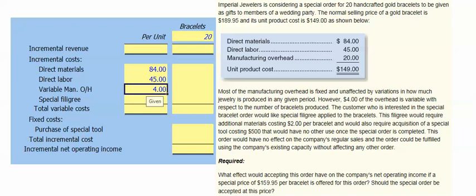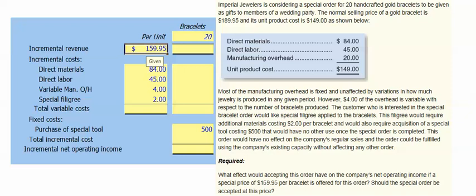The customer who is interested in the special bracelet would like a special filigree applied to the bracelets. This filigree would require additional materials costing $2 per bracelet and would also require the acquisition of a special tool costing $500 that would have no other use once the special order is completed. This order would have no effect on the company's regular sales and could be filled using the company's existing capacity without affecting any other orders. What effect would accepting this order have on the company's net operating income if a special price of $159.95 per bracelet is offered for this order? Should the special order be accepted at this price?